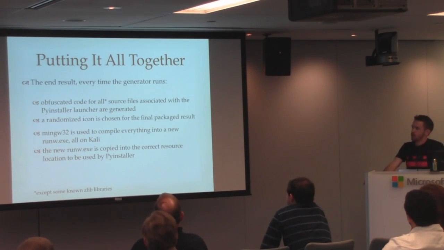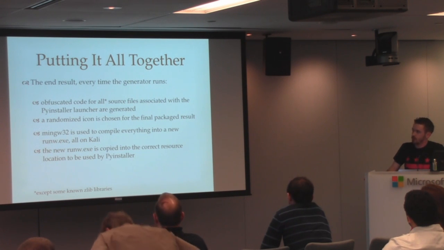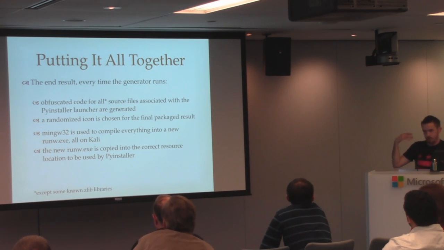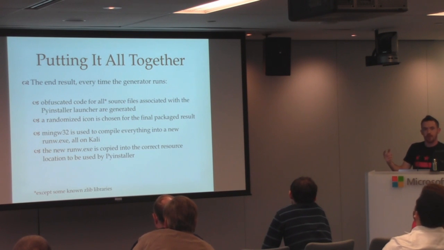So the end result is that every time this generator runs, obfuscated code is generated for every single source file that's needed. Just randomizing the variable names doesn't really do anything unless you think the symbols are stripped, but logical obfuscation is added into everything dynamically as well. A randomized icon is chosen. MinGW is used to compile everything into a new little loader, and that's copied into the correct location on Kali where your PyInstaller is located. So it's pretty transparent. This is actually standalone for PyInstaller.